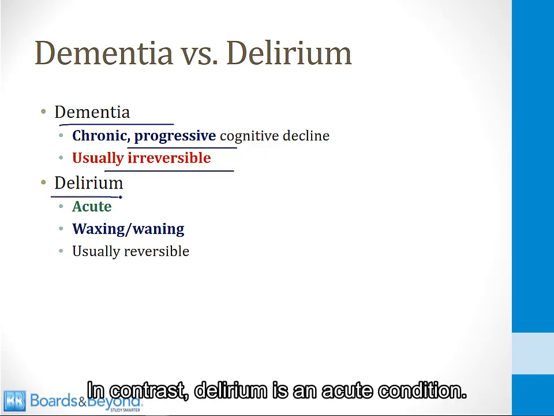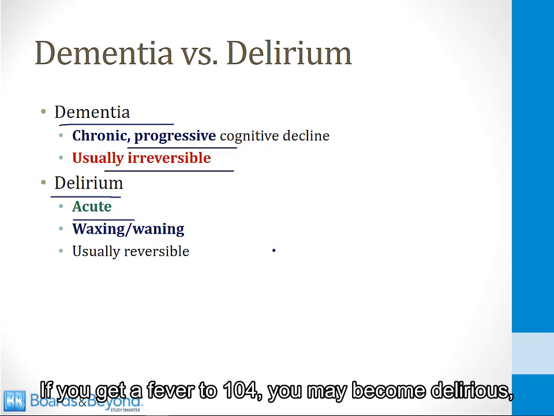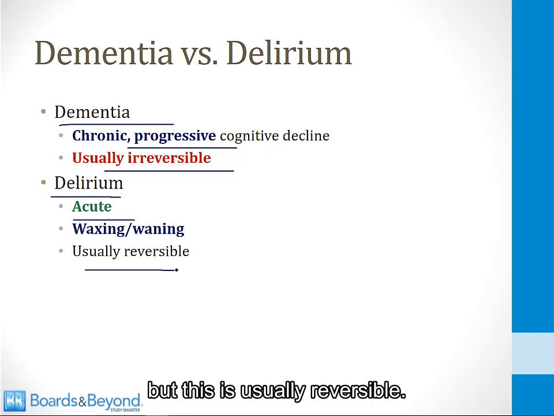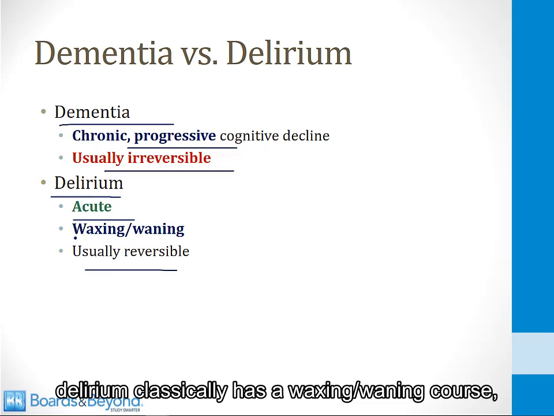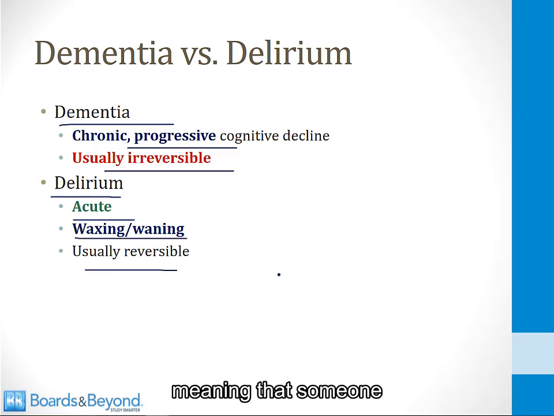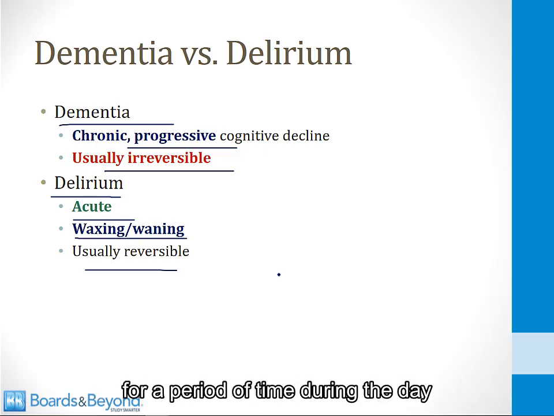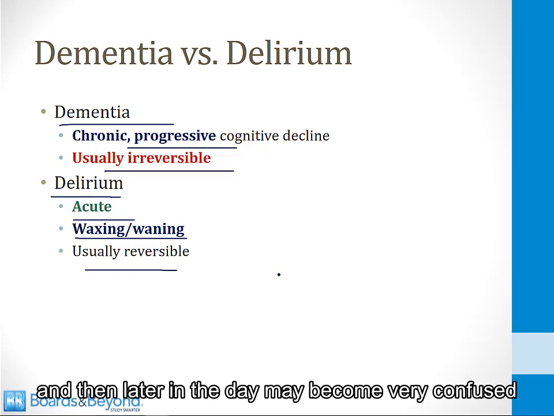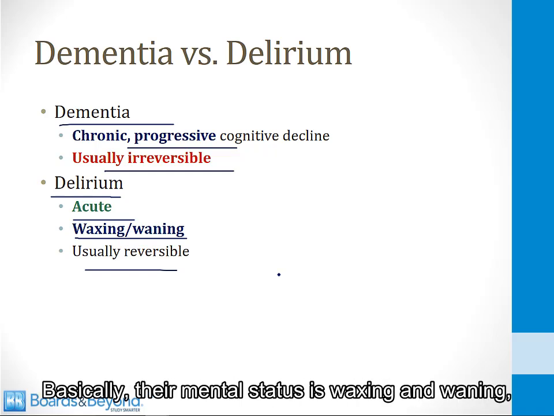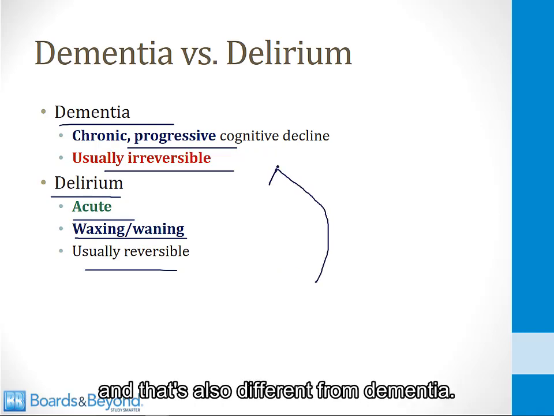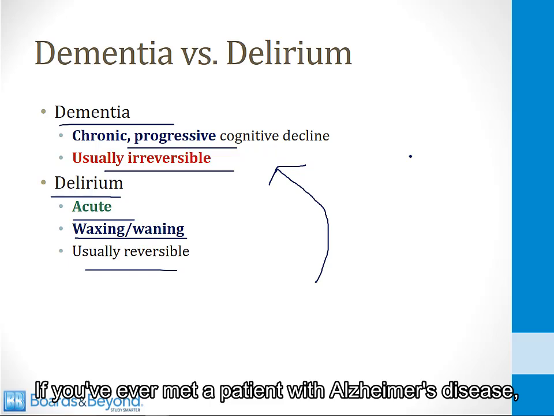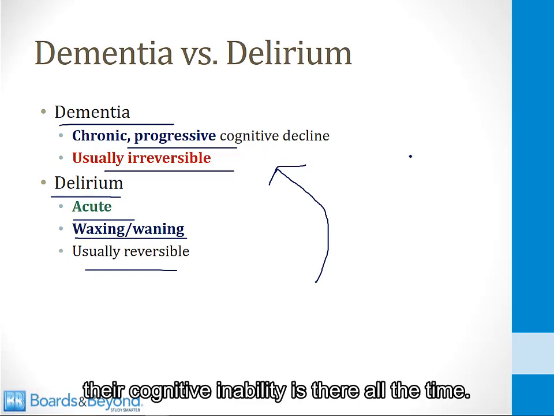In contrast, delirium is an acute condition. If you get a fever to 104, you may become delirious, but this is usually reversible. And in addition, delirium classically has a waxing, waning course, meaning that someone who is delirious may have good cognitive function for a period of time during the day, and then later in the day may become very confused and have disorganized thinking. Basically, their mental status is waxing and waning, and that's also different from dementia. If you've ever met a patient with Alzheimer's disease, they don't wax and wane during the day. Their cognitive inability is there all the time.